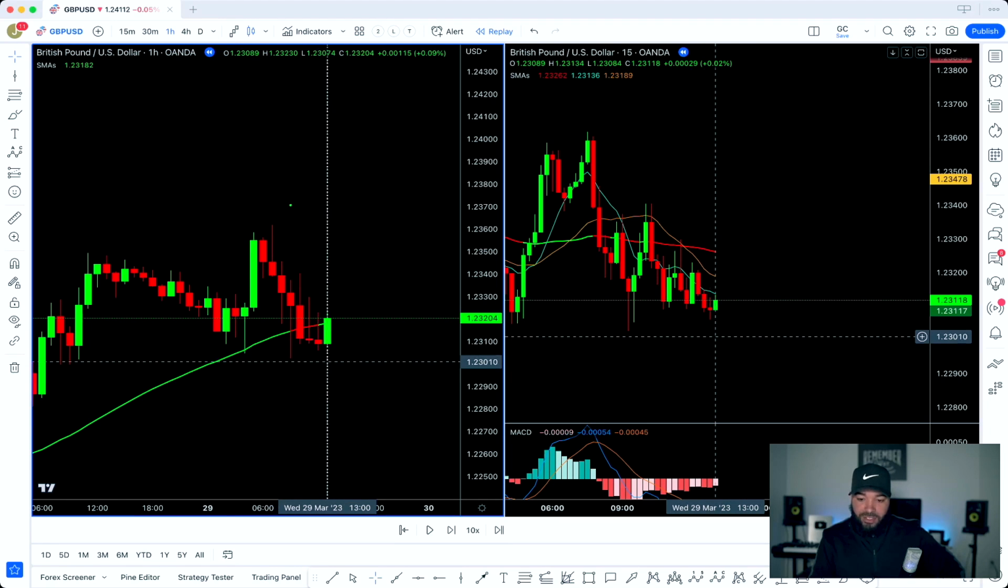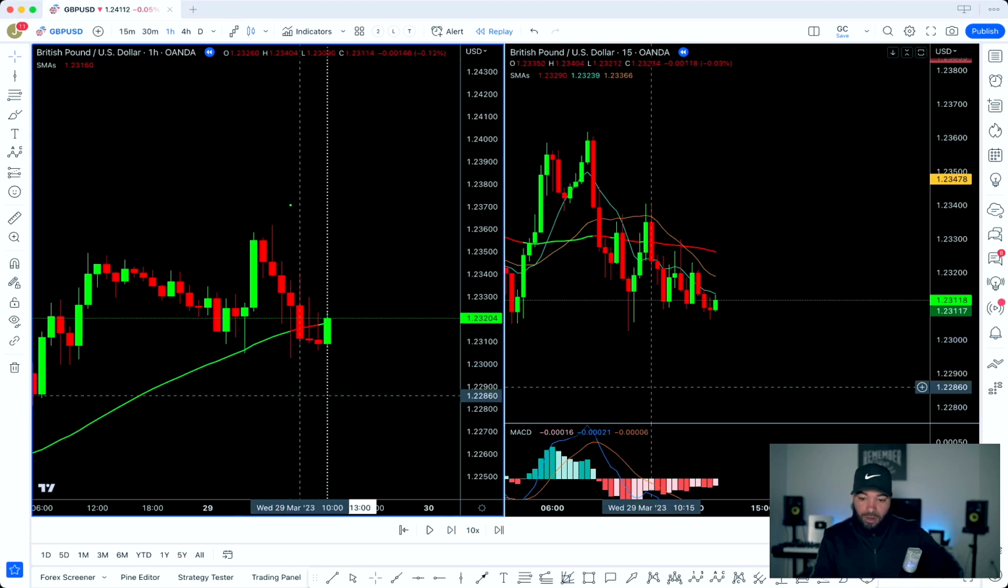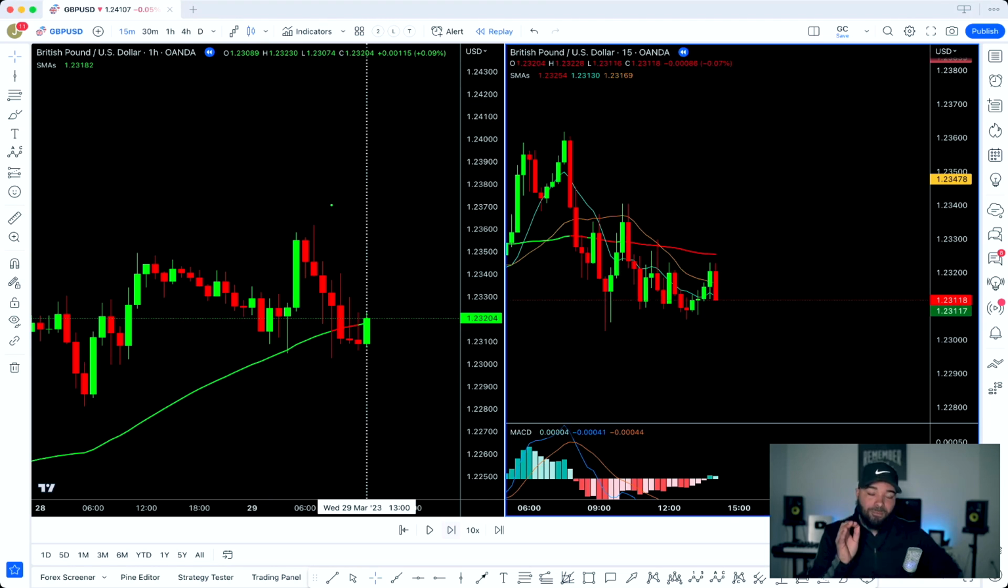This is the first candle. Remember, we need 4, right? So check this out. I didn't show you this on the last video. The 1 hour candle broke above the 50, but on the 15-minute chart, the candles did not break above the 50. We waited 4 15-minute candles and it's still below the 50 moving average. You don't take the trade.